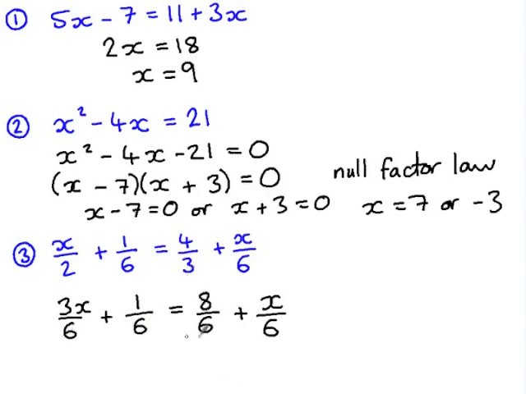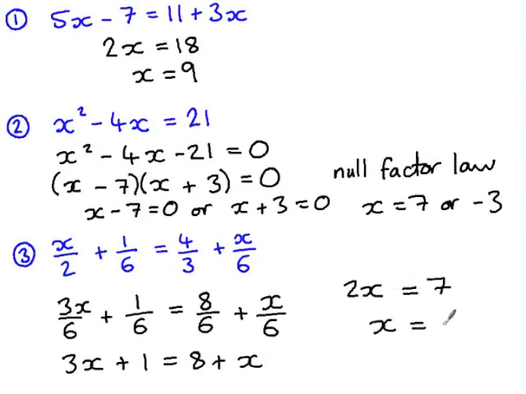Once we've done that, if we've got fraction expressions equaling each other and they have the same denominators, then the numerators must equate as well. You can see this as multiplying through by 6, so we can eliminate those denominators, and then we've got a simple linear equation to solve. Subtract x from both sides and subtract 1 from both sides, and then divide both sides by 2.